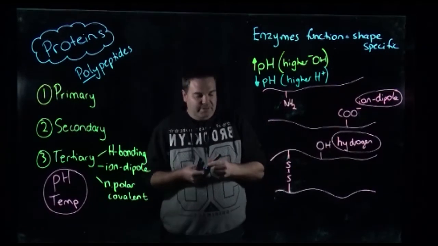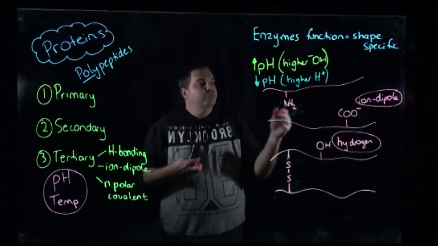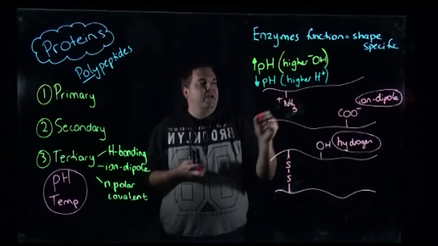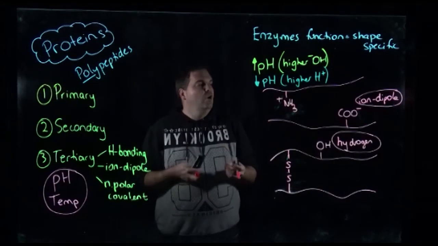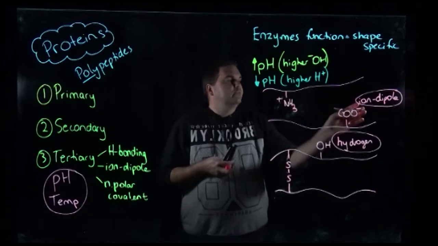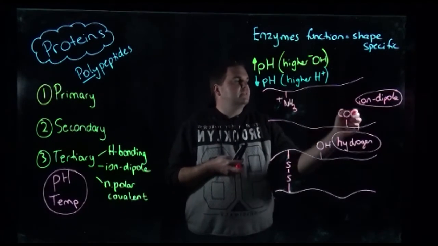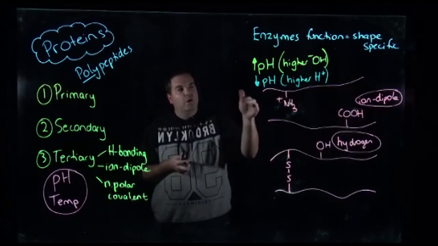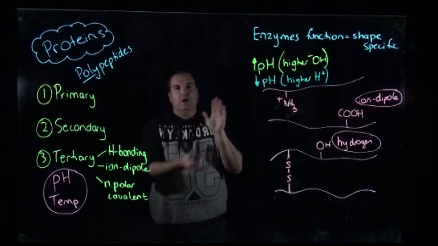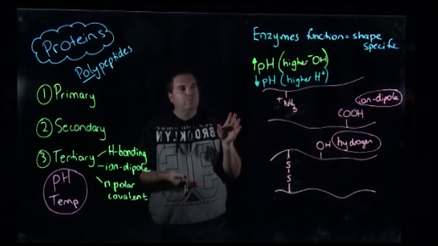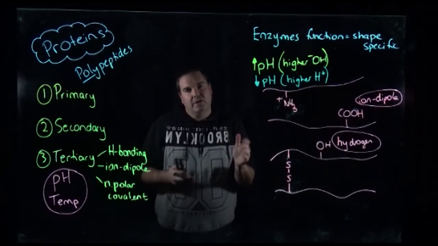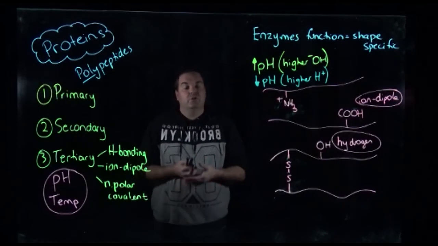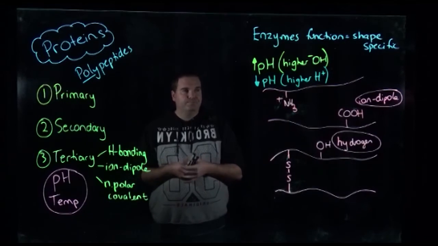So now what that H+ does is it comes in and it reprotonates the amine. So we get our NH3 back. However, what it also does now is it protonates the carboxylic acid. So again, a lower pH now breaks again the ion dipole interactions that we had before, which changes the shape of our enzyme, which means it's denatured, which means it can no longer perform its biological function.